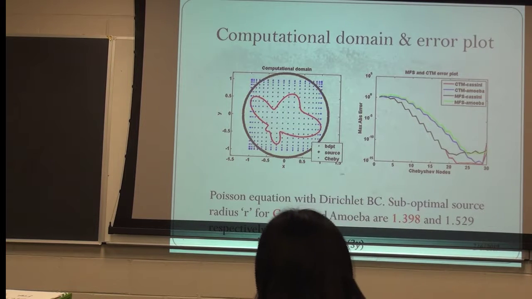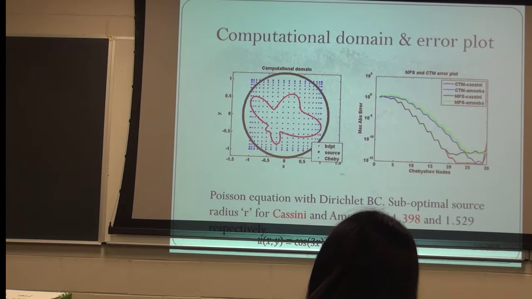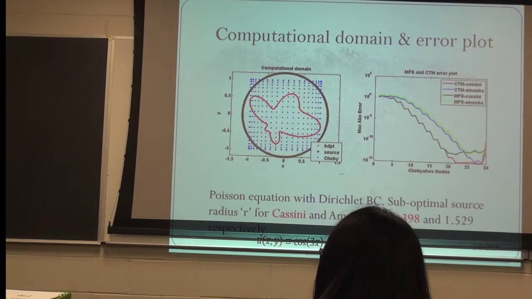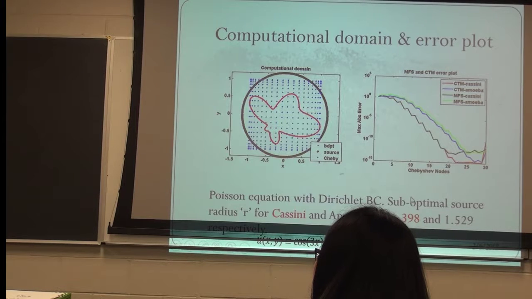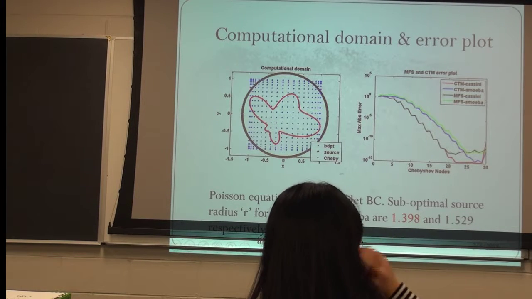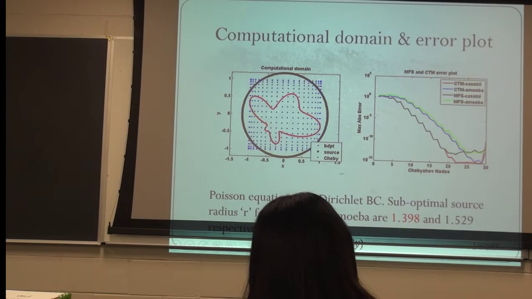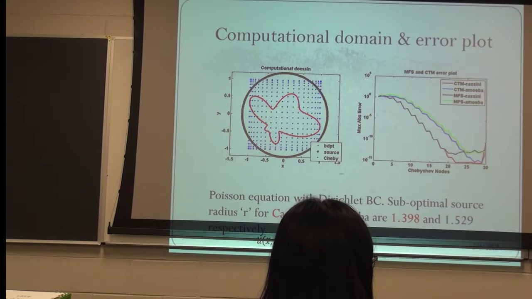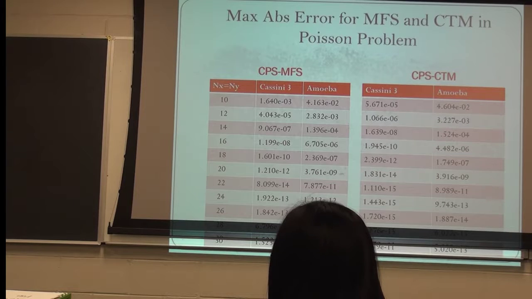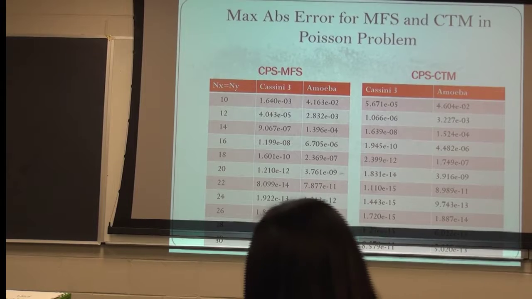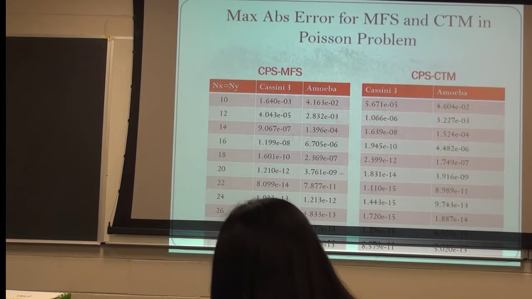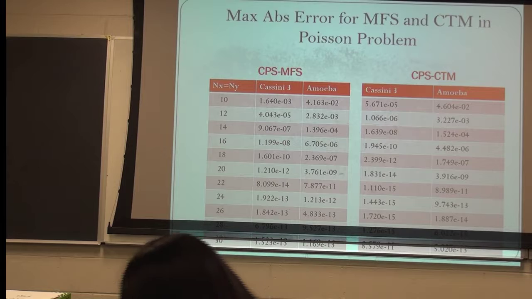Yeah, it doesn't show up here. I don't know why. But here, that's what I'm saying. Here we see what the exact solution is, because we don't know for sure what the exact solution is, so we take the optimal radius. That's for the Poisson equation. Here you will see MFS and CT, because I used two different methods, the collocation trace method and the method of fundamental solutions.